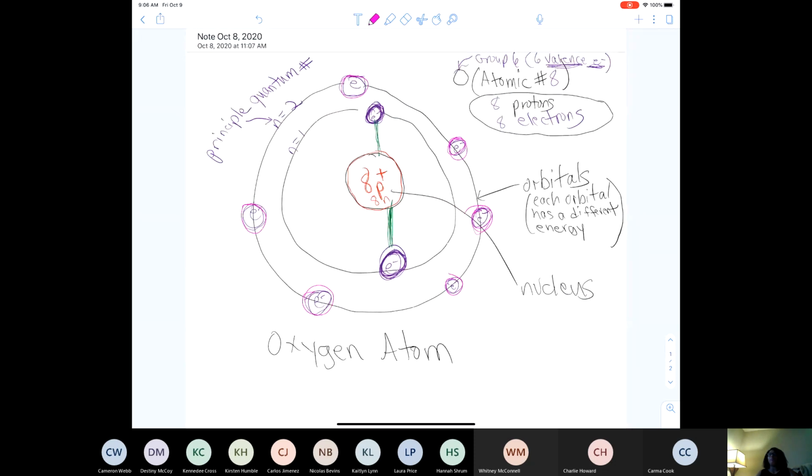And so they're free to jump and move. And therefore they can be shared with another atom because they're freer. They're not as committed to the nucleus, to the protons in the nucleus, as the inner electrons are. They feel less of an attraction. So that's why only the outermost electrons are available for sharing and therefore forming covalent bonds with other atoms.